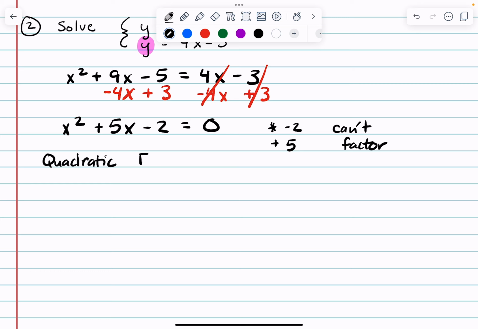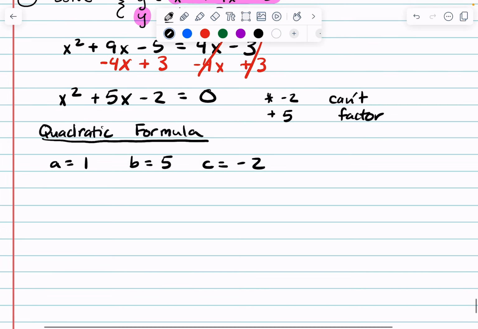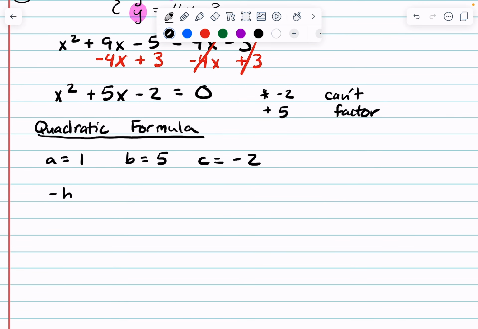Quadratic formula. So remember, with the quadratic formula, you need a, b, and c. In this case, a is 1, b is 5, c is negative 2. I got that just by looking at my quadratic equation. Remember, the quadratic formula is negative b plus or minus the square root of b squared minus 4ac, all over 2a. And that'll get us the x values that we need.